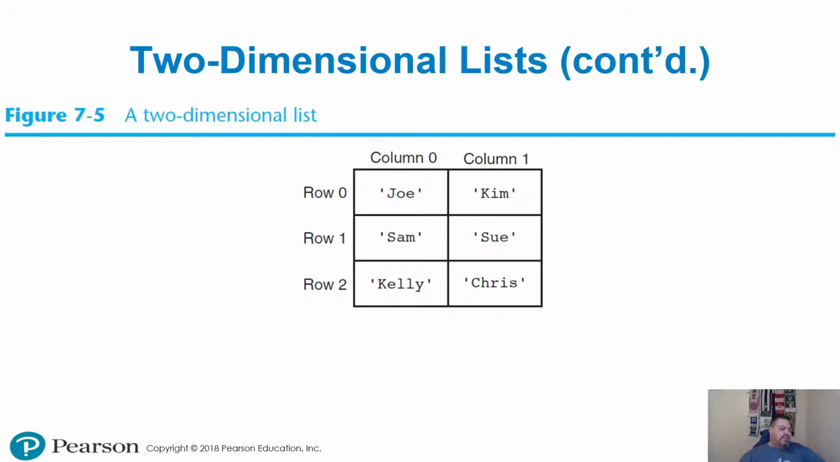Well, your book likes to use this example of just pairs of names. And I suppose this could be something you might see in the real world if you had a course, for example, where you had to team up with people or have groups, and maybe you have these 6 people in the class, and group 0 in this case might be Joe and Kim, and group 2 would be Sam and Sue, and group 3 would be Kelly and Chris. And that would be nice. And you could have that kind of a relationship between those, so you have a list of lists.